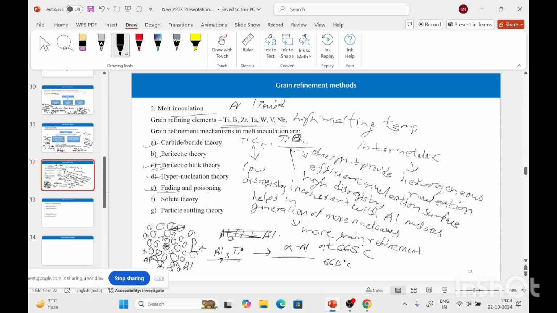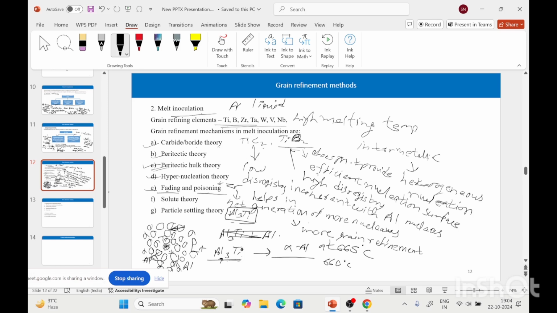the grain refinement efficiency. Poisoning means that if zirconium is present, that prevents the grain refinement, as it does not help in the heterogeneous nucleation. If zirconium is present, that will stop the Al3I and hinder the grain refinement occurring due to the intermetallic, and thereby reduce the grain refinement efficiency.